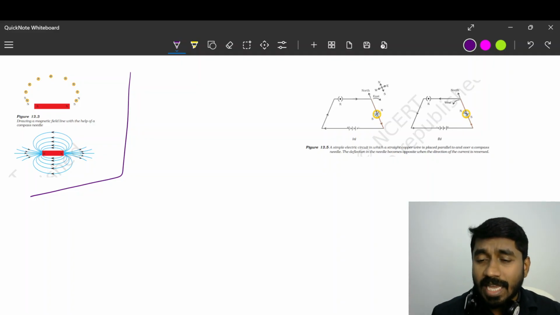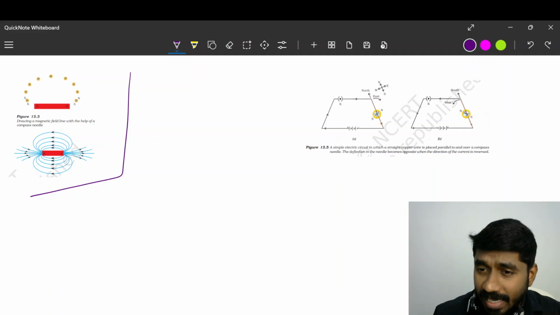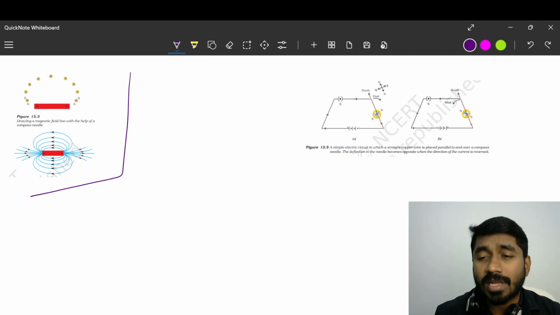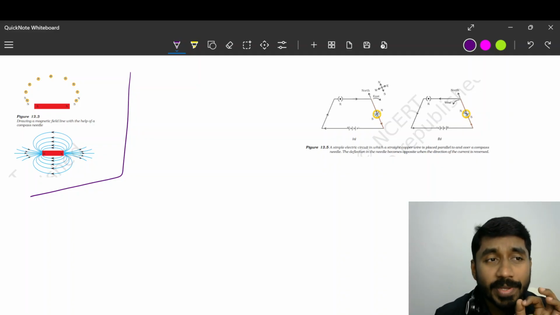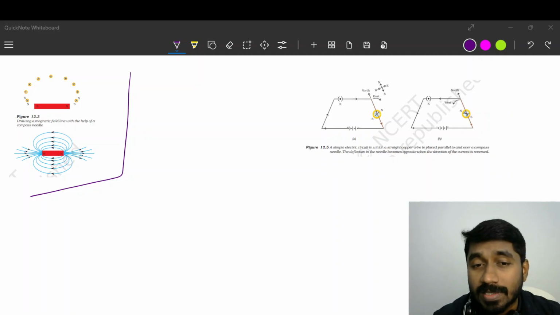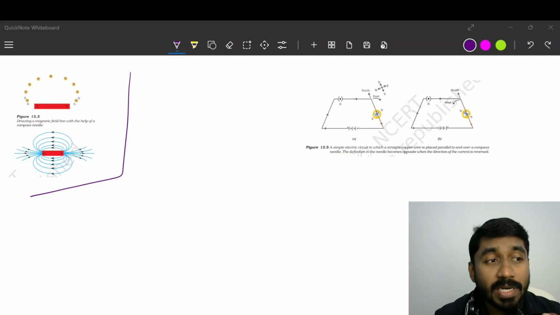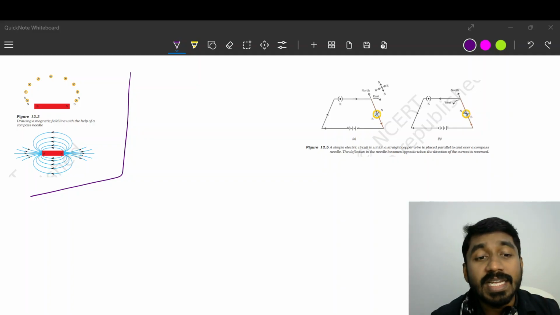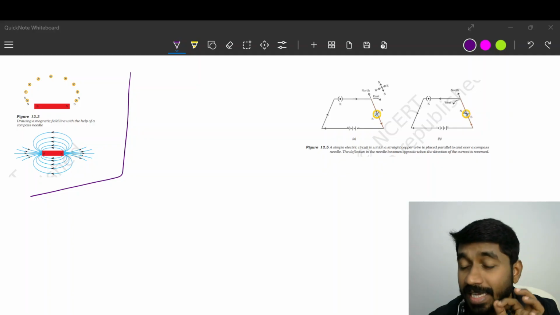The first thing in the chapter: whenever an electric current passes through a straight conductor or a circular conductor, wherever it is, the current will generate a magnetic field around it. This is the first topic in this chapter. Whenever a current passes through a conductor, it will generate a magnetic field around it. This is the content of this chapter.